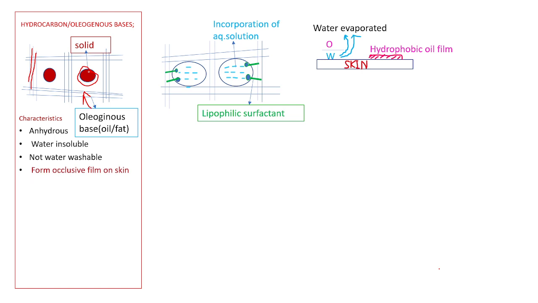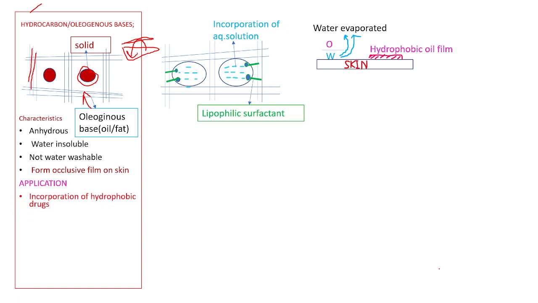Next, they form an occlusive film on the skin. Occlusion is nothing but forming a barrier on the skin. It will then prevent the loss of water. Hence, it forms occlusive films because of its lipophilic or hydrophobic nature.